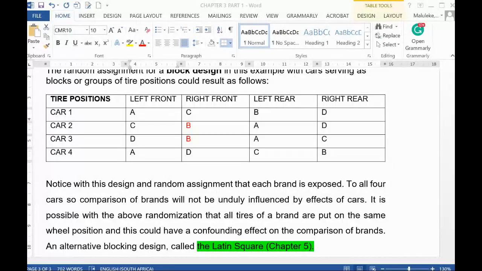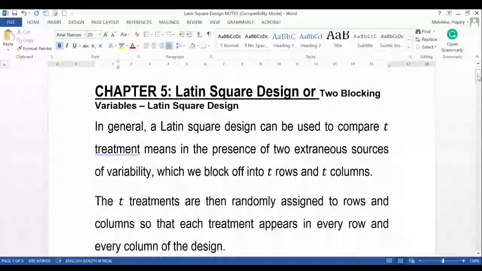So now that's where the new chapter comes in. The new chapter is called Latin Square Design. Here's the information on Latin Square Design, which is chapter 5. Let me share the notes. Today I will just talk about the theory part of it. Next week, Wednesday, because Tuesday we're going to convert to a tutorial class, Wednesday we'll continue with this section. I just want to come up with the introduction part of it.